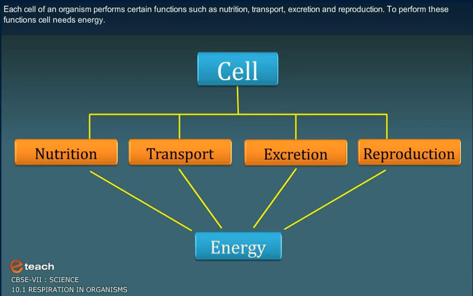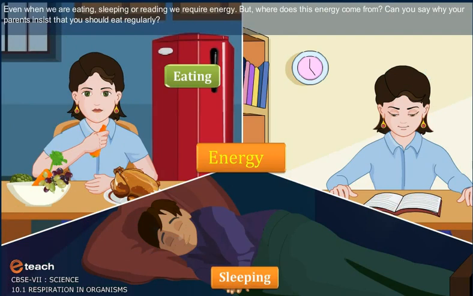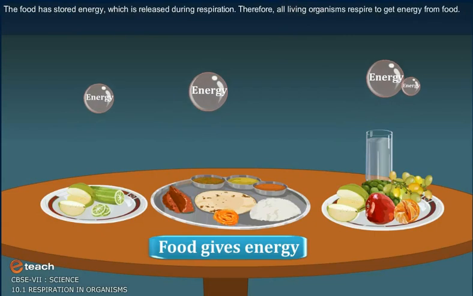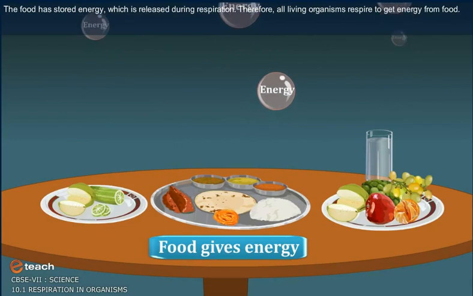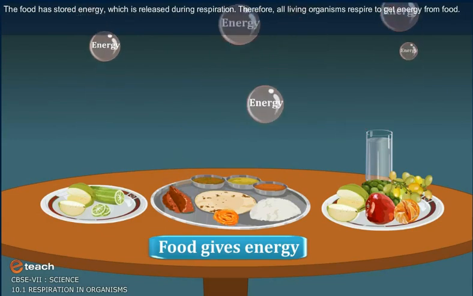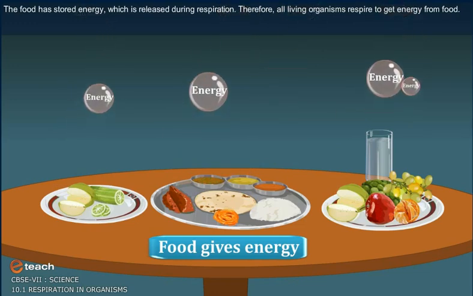To perform these functions, cell needs energy. Even when we are eating, sleeping, or reading, we require energy. But where does this energy come from? Can you see why your parents insist that you should eat regularly? The food has stored energy, which is released during respiration. Therefore, all living organisms respire to get energy from food.